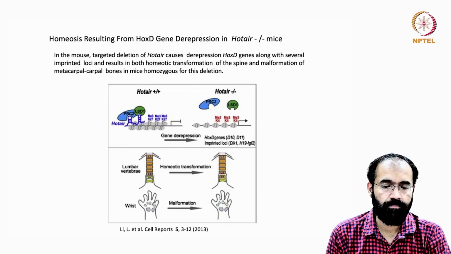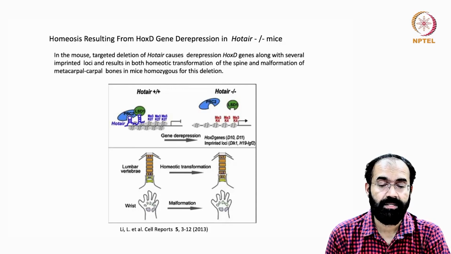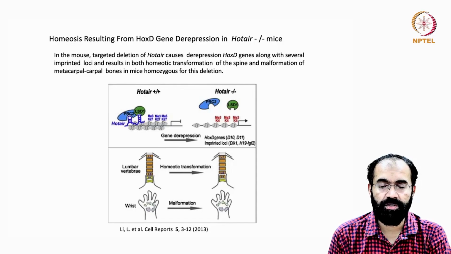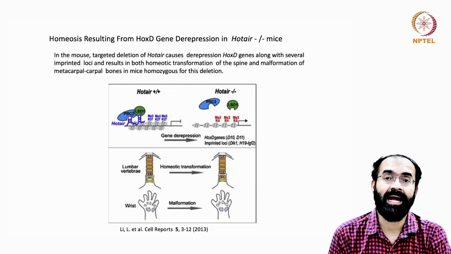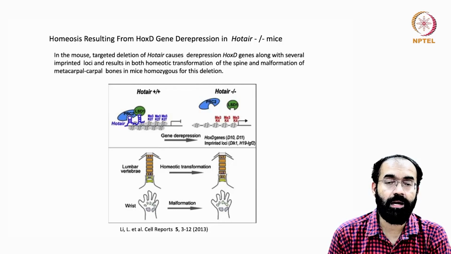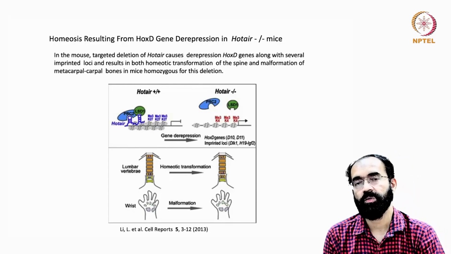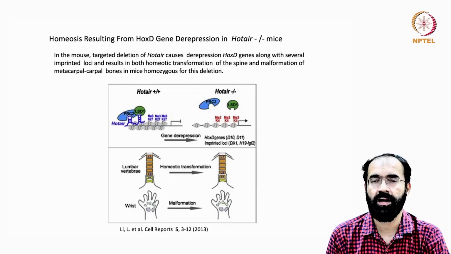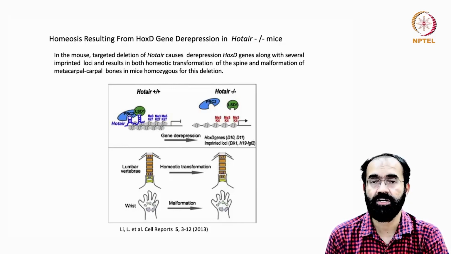So in the mice, targeted deletion of HOTAIR causes derepression of HOXD genes along with several imprinted loci and results in both homeotic transformation of the spine and malformation of metacarpal to carpal bones in mice homozygous for this deletion. So if you create a targeted deletion, meaning you are not deleting from the entire animal, that is called conditional deletion. There are different tools you can use for doing this. I will not go into the detail, but for the time being you understand that this mechanism is called conditional deletion.